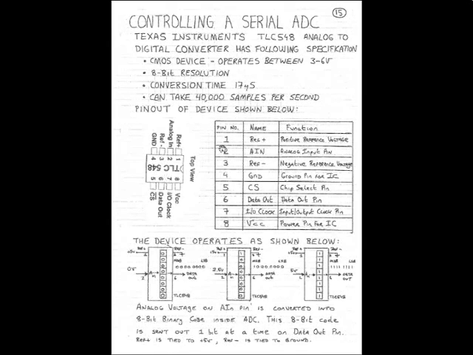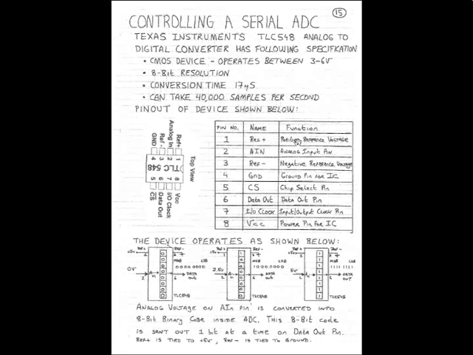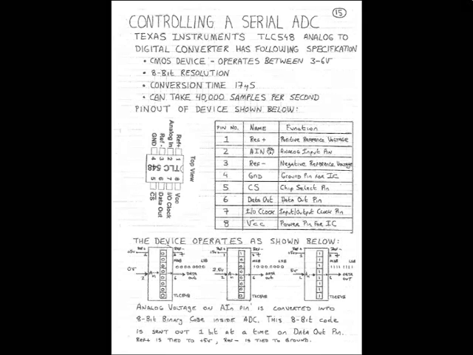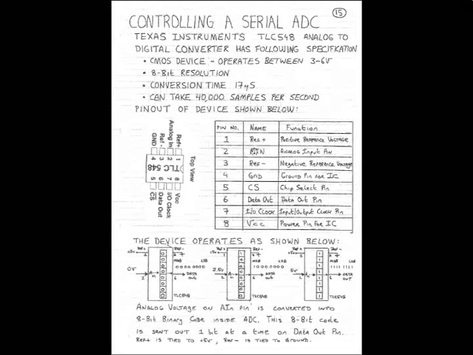Now, this table over here shows pin number 1, 2, 3, 4, 5, 6, 7, 8. You can see pin 1 is the reference input, and that's going to be a voltage between 0 volts and 5 volts. We'll generally try to make it some sort of simple voltage like 5 volts or maybe 2.5 volts. Pin 2 is the analog input pin, that's where the analog signal comes in, and that's going to be converted into the digital signal by the analog to digital converter.